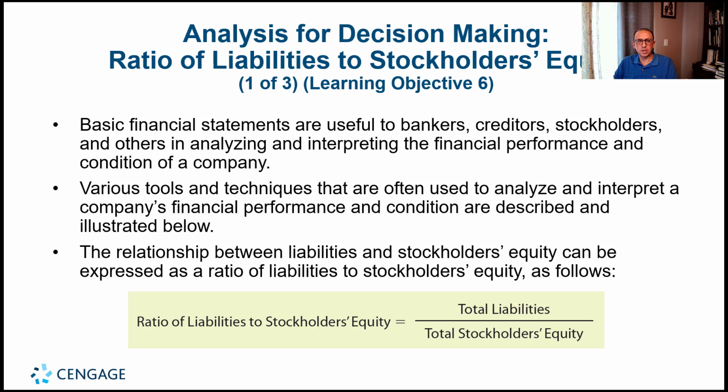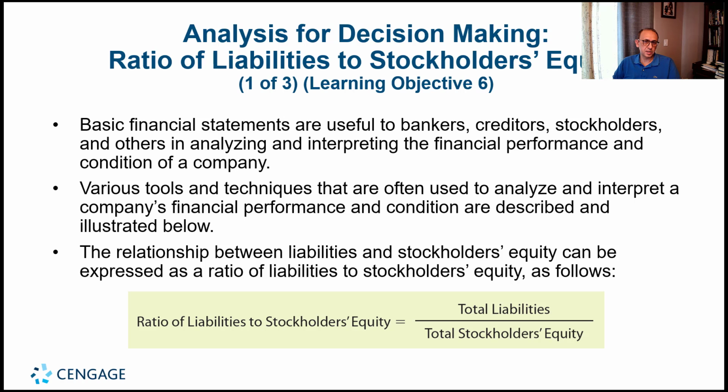The last part of this chapter is to do some analysis for decision making, and I think this part is very useful. In every chapter we're going to go over some kind of analyses where we use ratios to make interpretations from the numbers we have. Basic financial statements are useful to bankers, creditors, stockholders, and others in analyzing and interpreting the financial performance and condition of a company. Maybe for those of you who are not going to be accountants but are going to be in business, this would be a very useful tool, because you can go back to these ratios and use them to make smart business decisions.